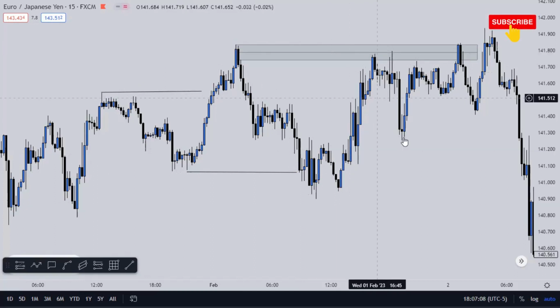But when I sold this market the first time, this low did not break this low. It did not, meaning my rules have not been met. I have no reason to trade this level again.